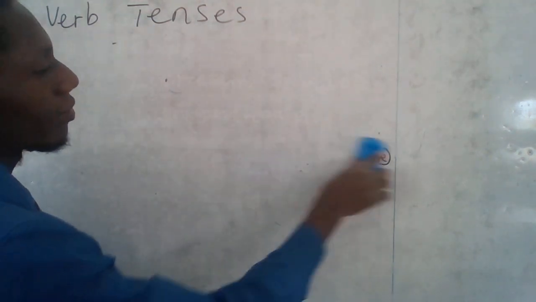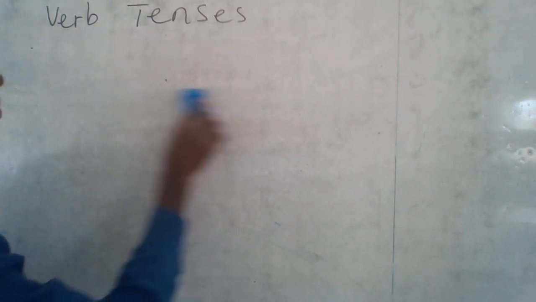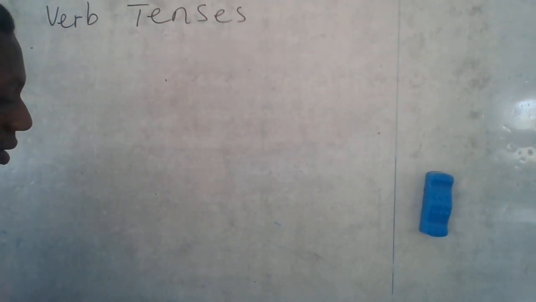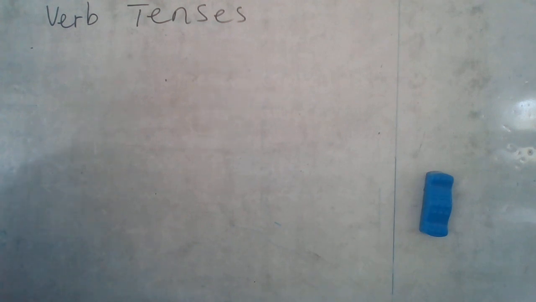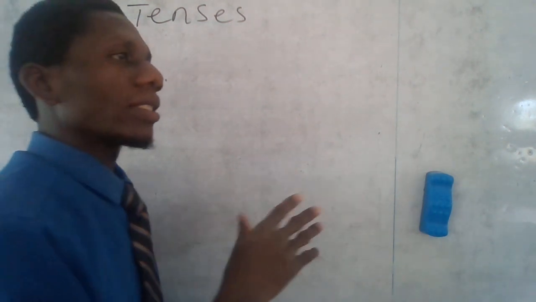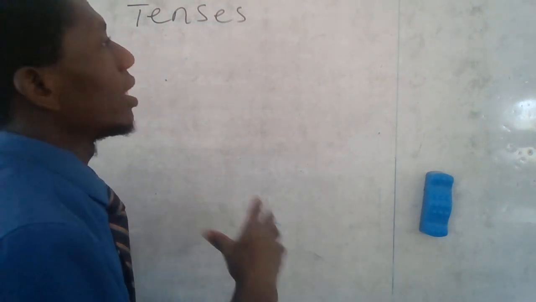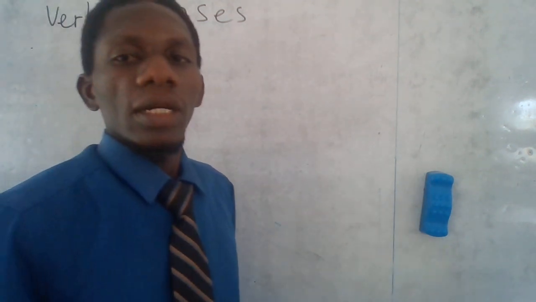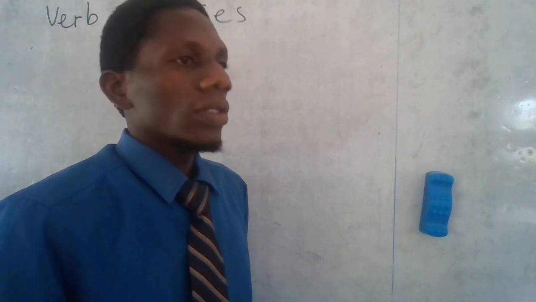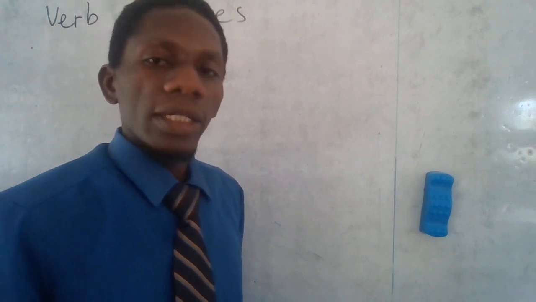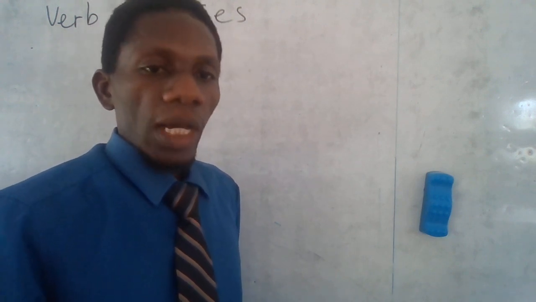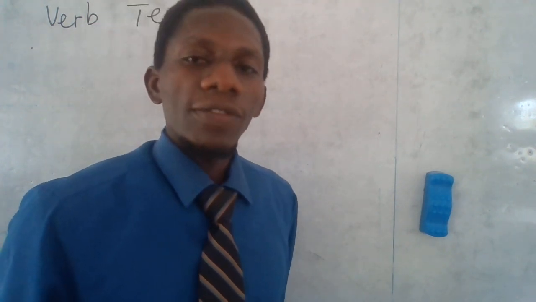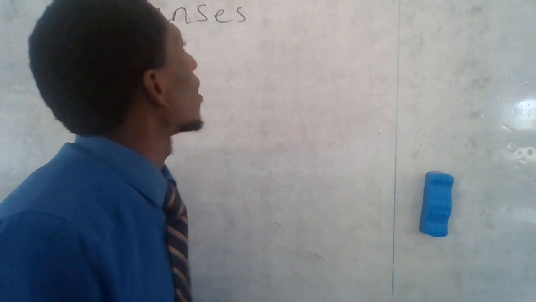So let's look at how verb tenses can be changed. Supposing we want to write some words in past tense, there are some things that we have to understand. There are things that we have to follow to be able to write very well in past tense. So let's see how the verb forms can be changed.